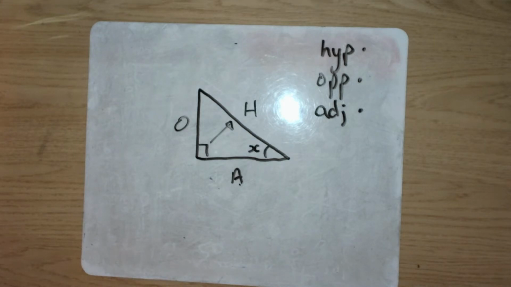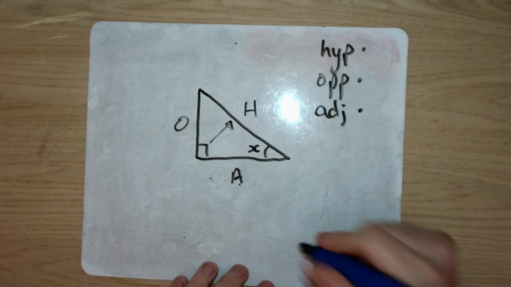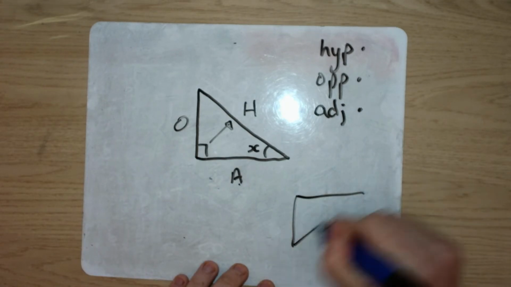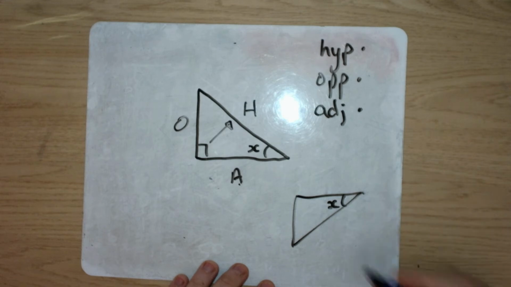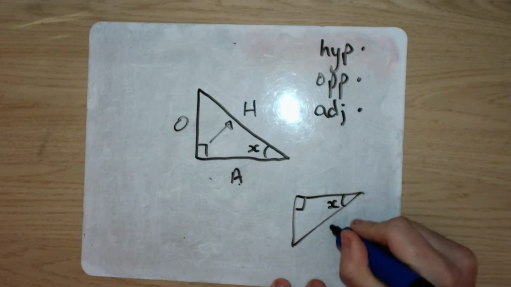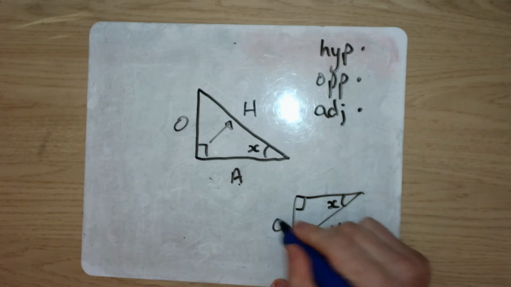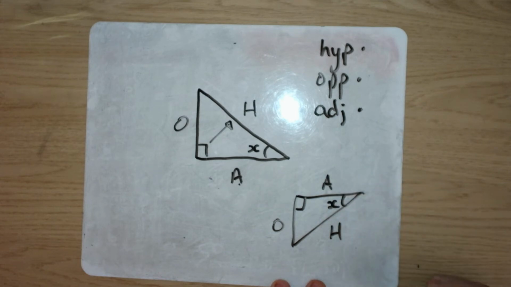So that's the first skill that you have to practice. Take your right angle triangle. It may not look like that. It may be a different way around. So it could be like that. So there's my angle. There's my right angle. So in this one, hypotenuse, opposite, adjacent.